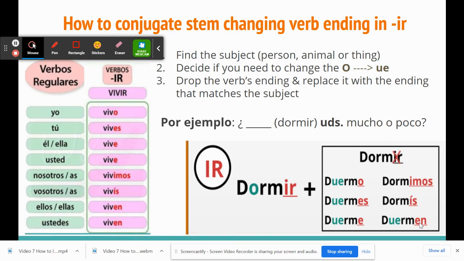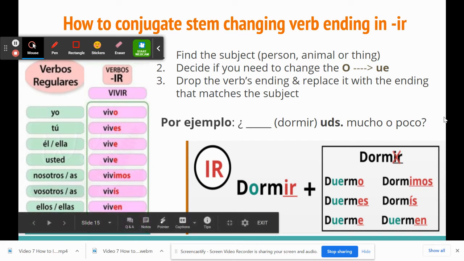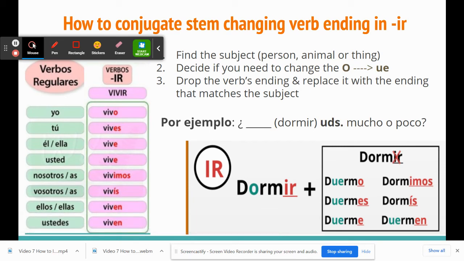Once we drop the IR, we need to match it to the EN, because EN is the conjugation for ustedes, as you can also see here on the left pink column for the verb vivir. Now, again, take a quick look at the verb endings and compare them. Compare the verb endings for vivir to dormir. Compare the letters that are in red for vivir to the last letters in dormir. Are they the same? Yes, they are.